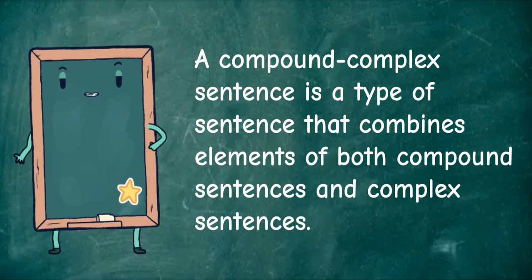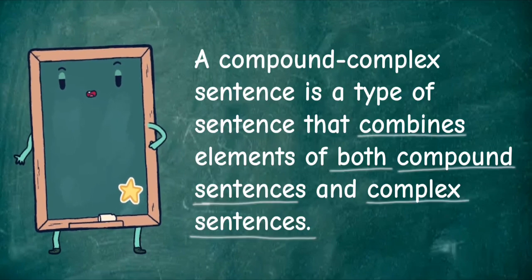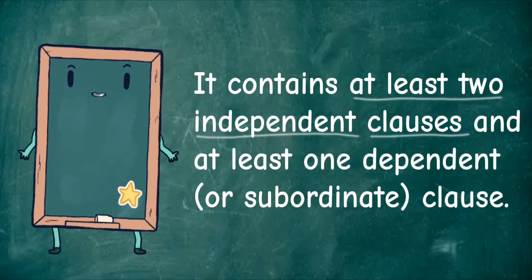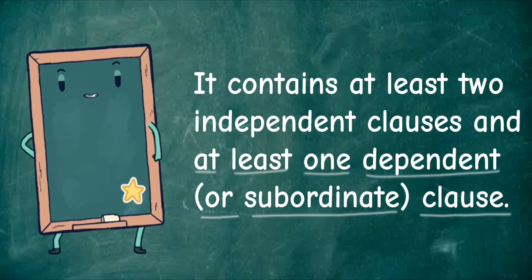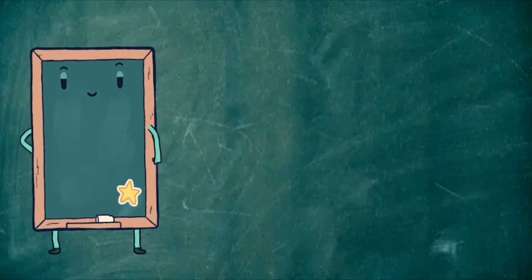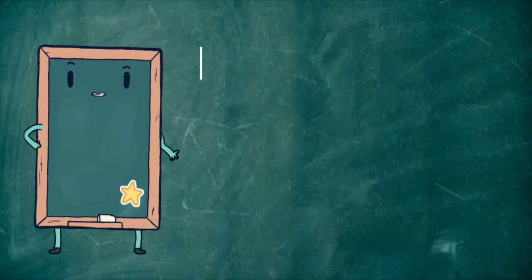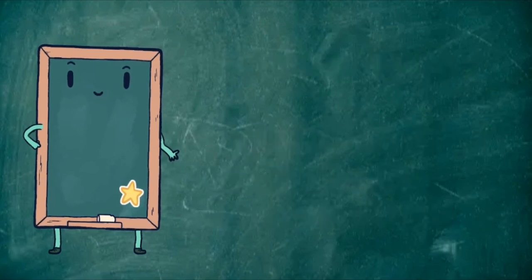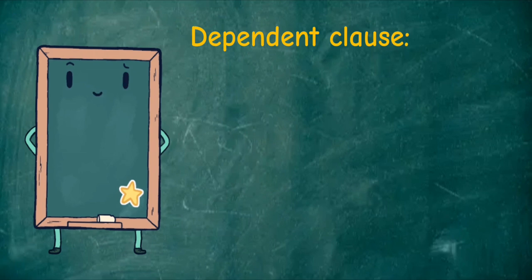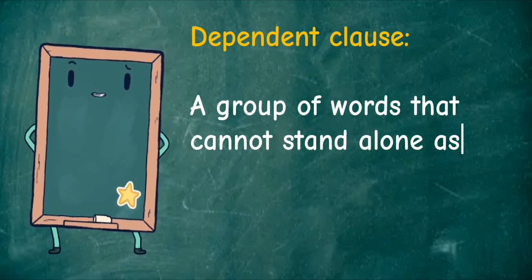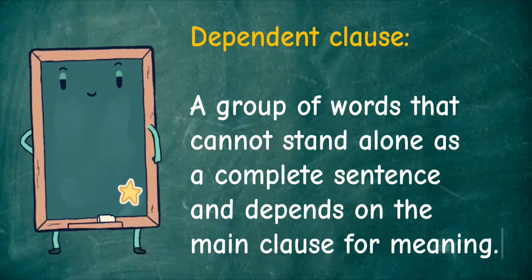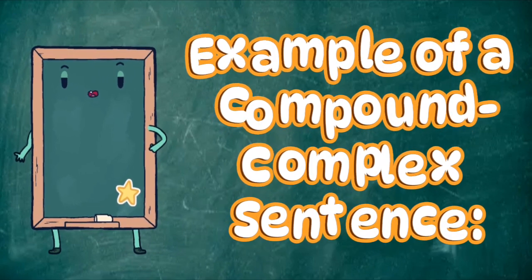Compound complex sentence. A compound complex sentence is a type of sentence that combines elements of both compound sentences and complex sentences. It contains at least two independent clauses and at least one dependent or subordinate clause. Structure 1. Independent clause, a group of words that can stand alone as a complete sentence. 2. Dependent clause, a group of words that cannot stand alone as a complete sentence and depends on the main clause for meaning.